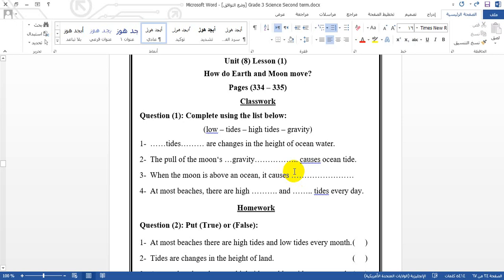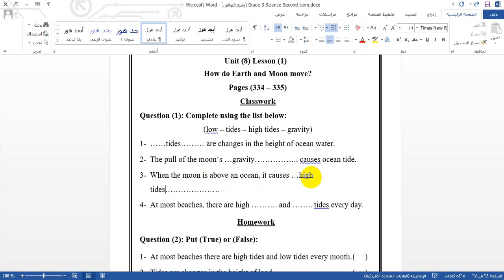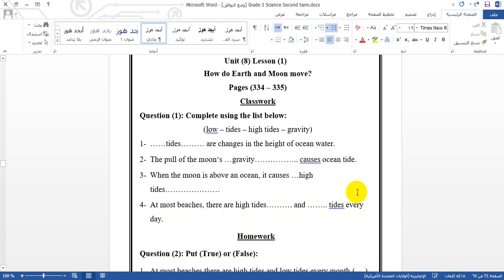When the moon is above an ocean, it causes what exactly? Remember, when the moon is above an ocean, it causes high tides, okay? Then at most beaches there are high and low what? High tides and low tides every day.